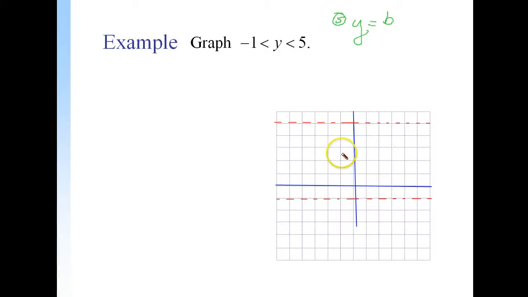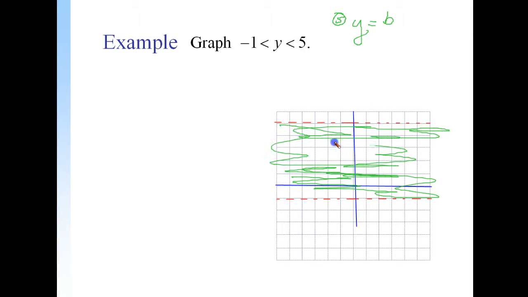Now we're going to have to do some shading. Where do we shade? And again, this is intersection. Well, it's y is greater than -1 and y is less than 5. So we shade right in the middle here. In a sense, this is an and, intersection.